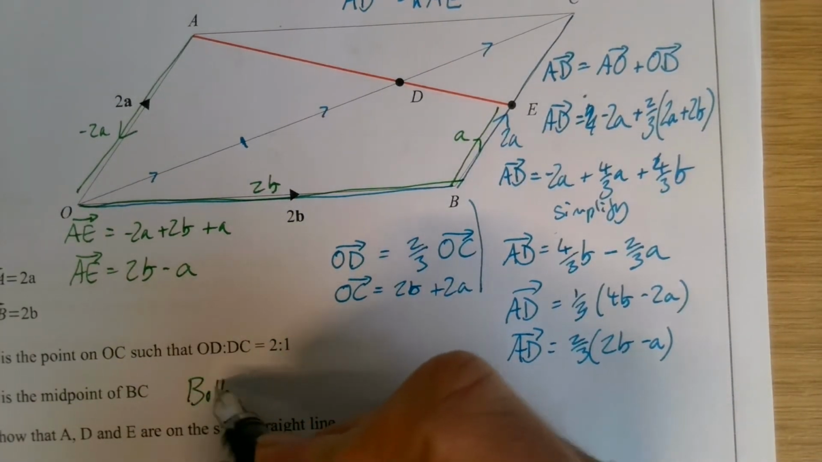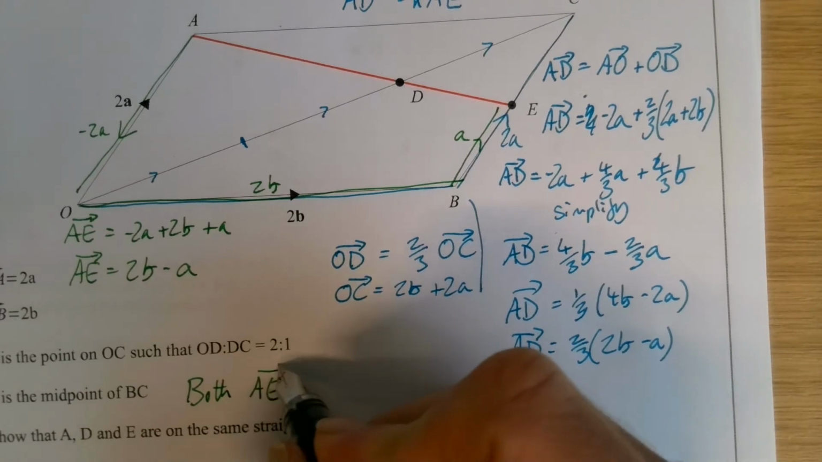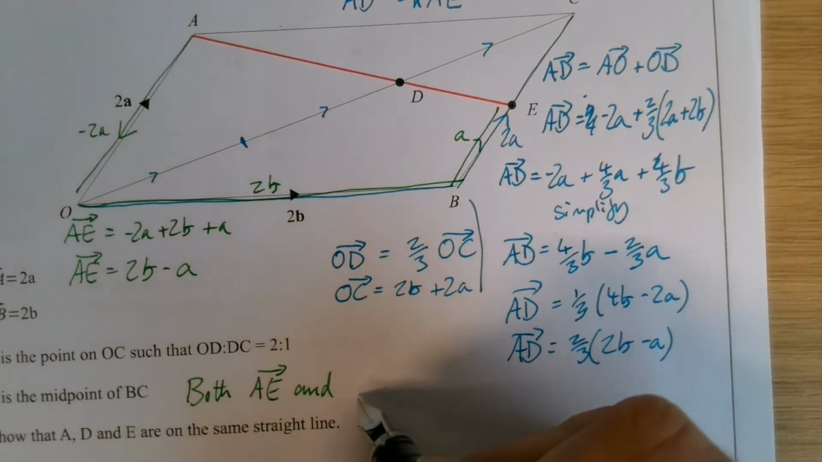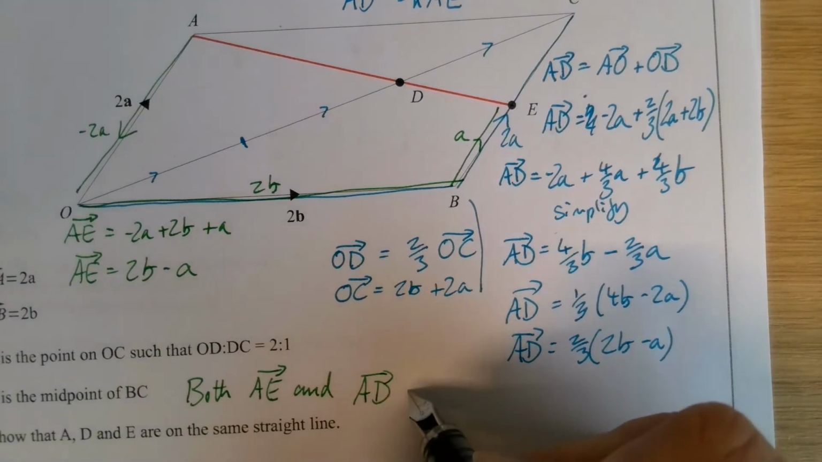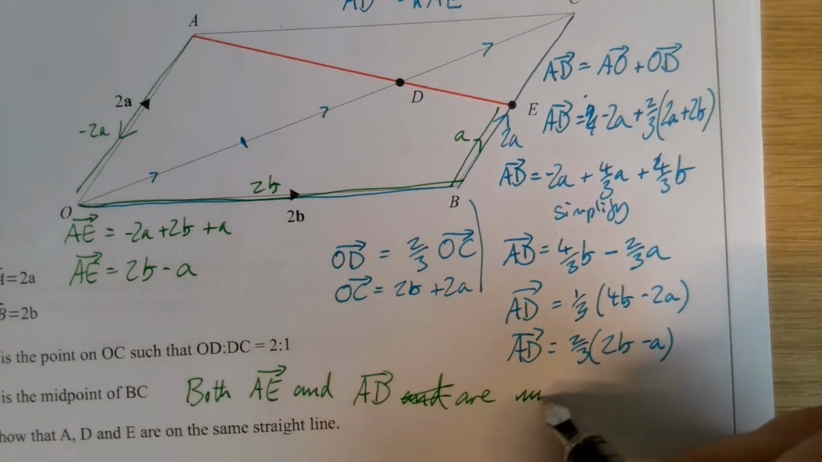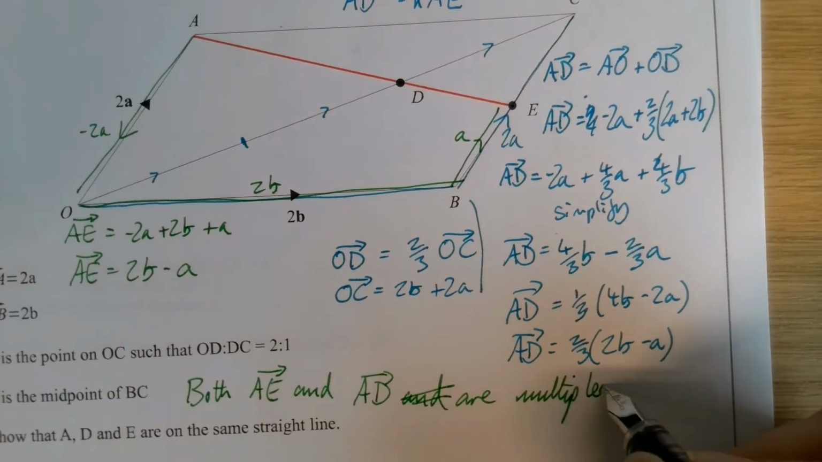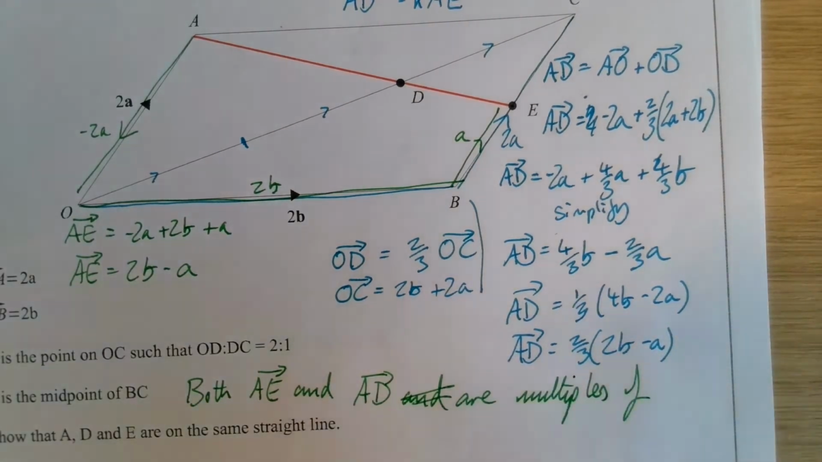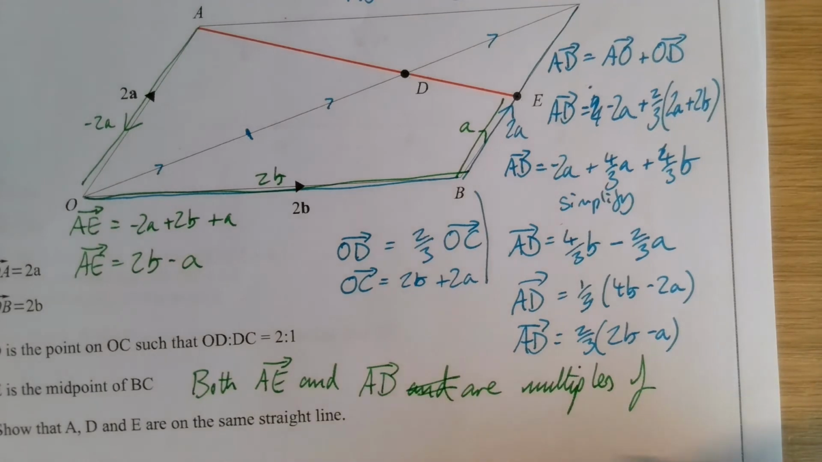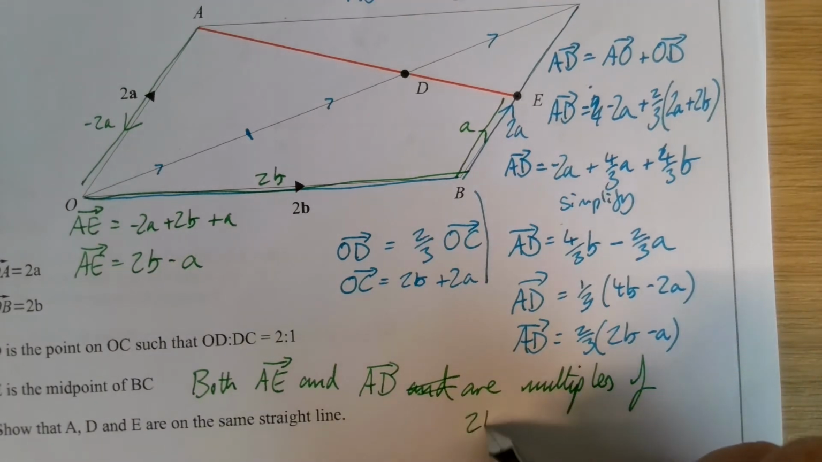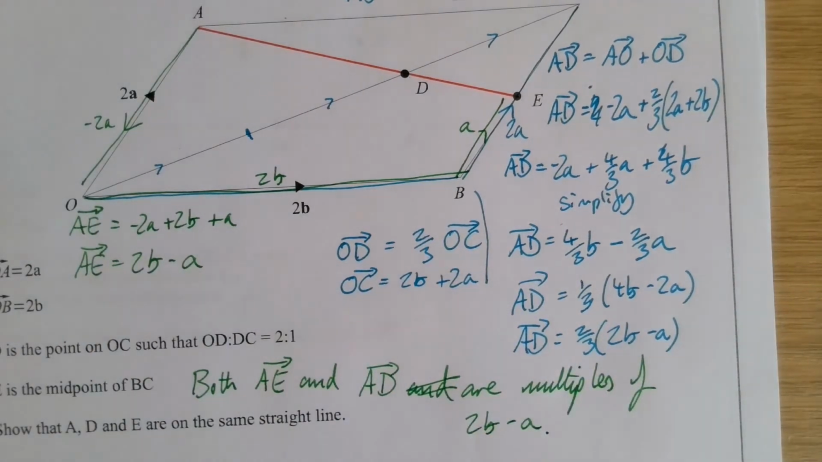both AE and AD are multiples of 2B minus A, we have shown it.